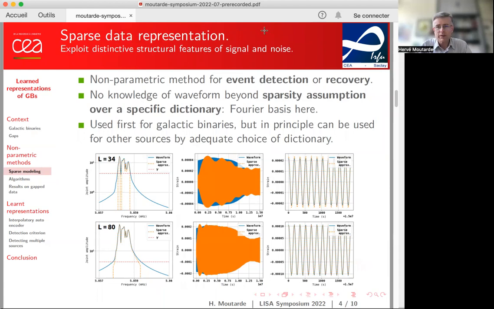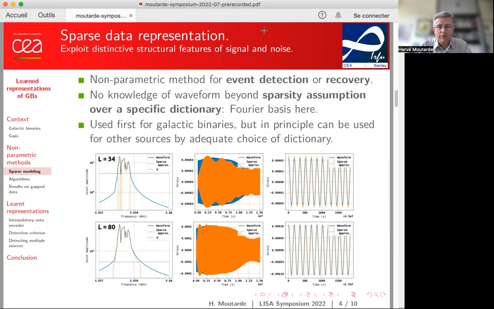This non-parametric method can be used for event detection or event recovery. The main assumption is that over a certain dictionary, the representation is sparse, which means that all the energy of the signal is concentrated over a few atoms. We use it first for galactic binaries, but in principle, we can use it for different types of sources. We just have to change the dictionaries.